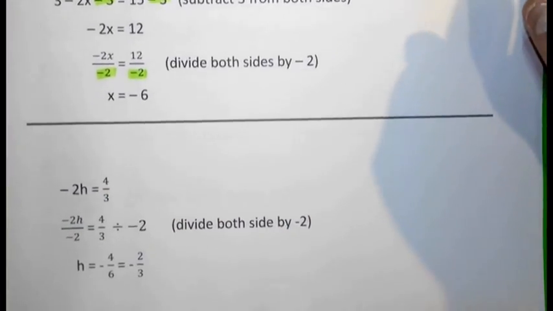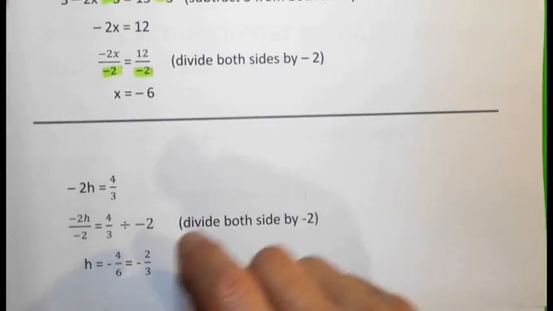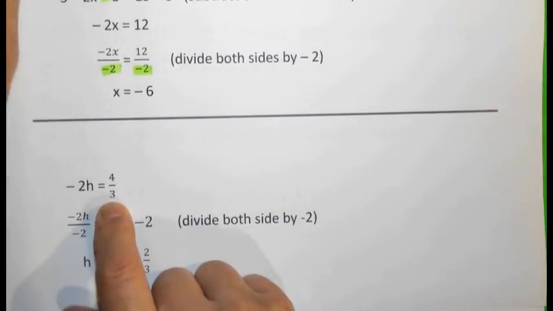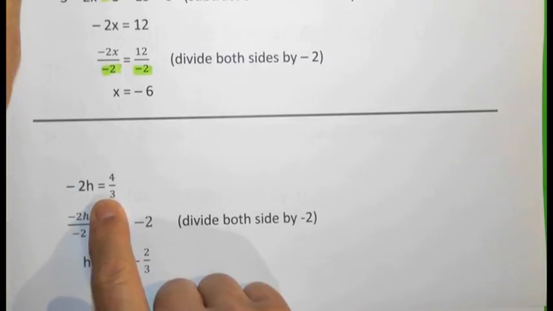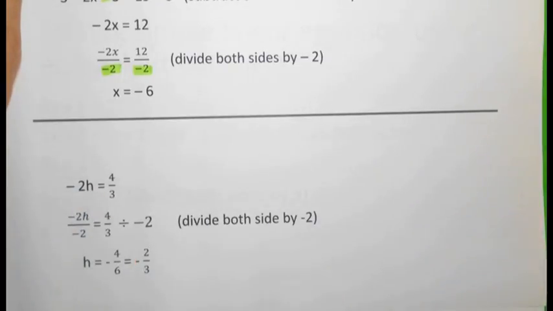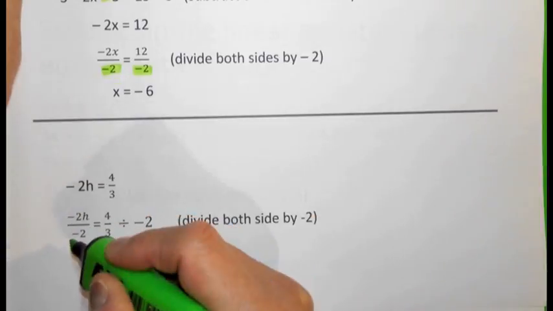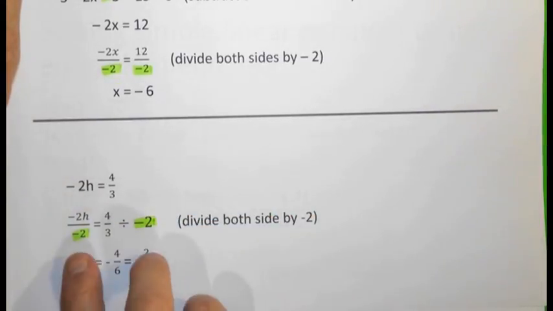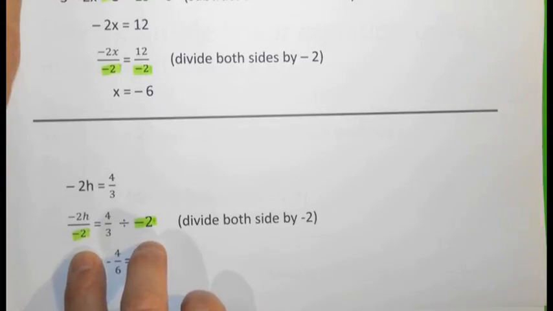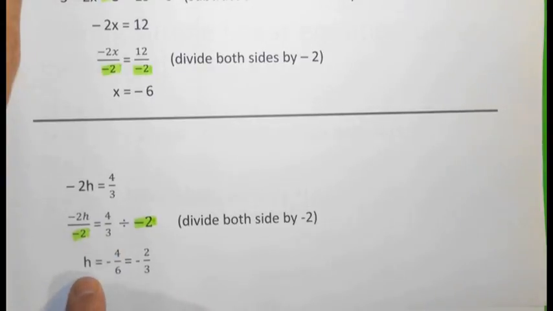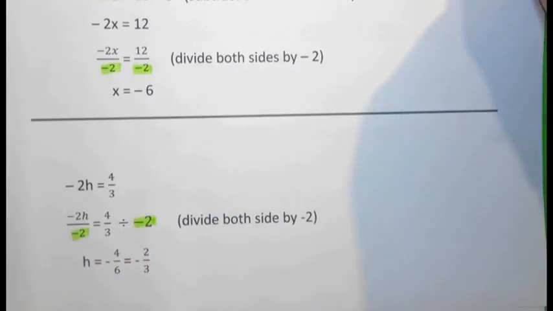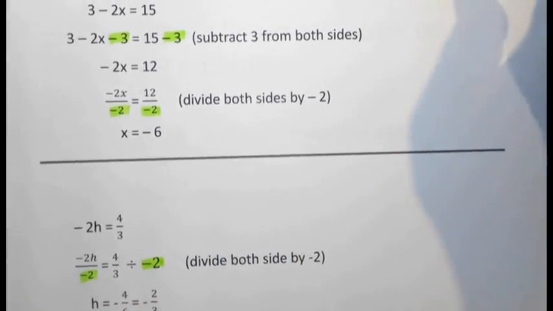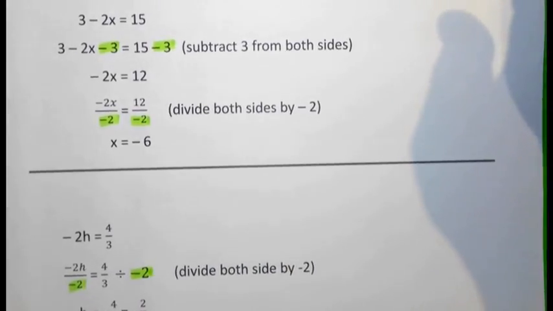Let's have a look at a different one. This time, it involves a fraction. Minus 2h equals 4 over 3. First, we divide both sides by minus 2. Once we divide both sides by minus 2, we find that h is minus 4 over 6, which is actually minus 2 over 3. Moving on to another example.